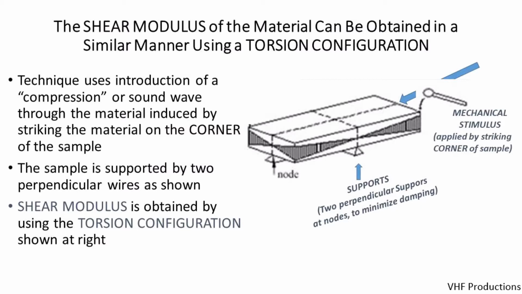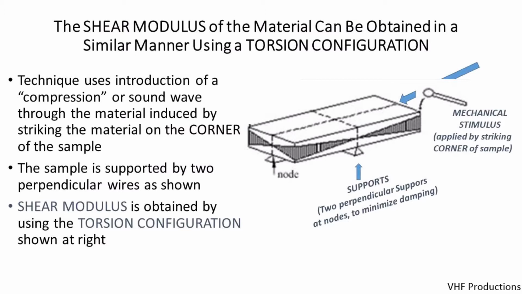So far, we've talked about the use of this resonant frequency technique to measure the elastic modulus of the material, the value E. The technique can also be used to measure the shear modulus of the material by changing the configuration of the supports and the manner in which the sample is struck.